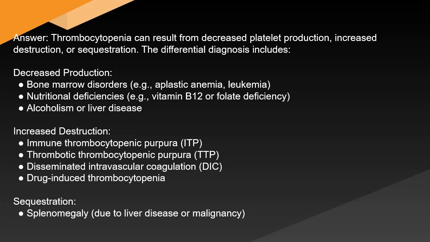The differential diagnosis includes decreased production: bone marrow disorders, e.g. aplastic anemia, leukemia; nutritional deficiencies, e.g. vitamin B12 or folate deficiency; alcoholism or liver disease. Increased destruction: immune thrombocytopenic purpura, thrombotic thrombocytopenic purpura, TTP, disseminated intravascular coagulation, DIC, drug-induced thrombocytopenia. Sequestration: splenomegaly due to liver disease or malignancy.